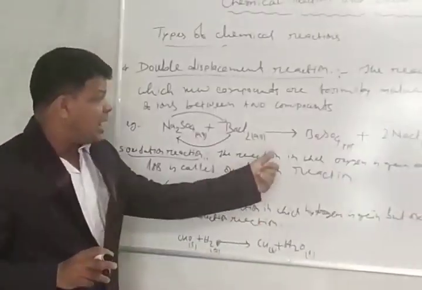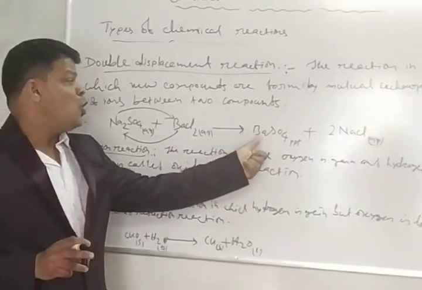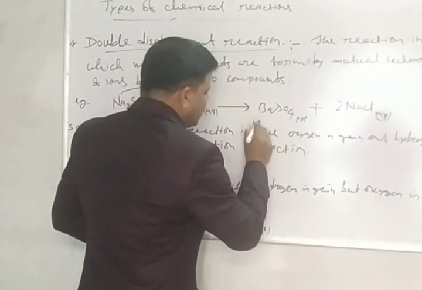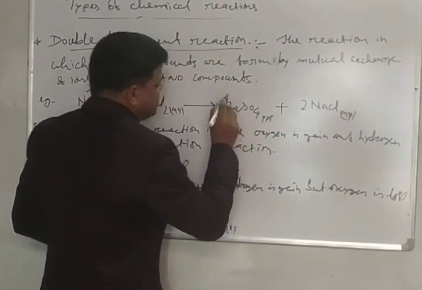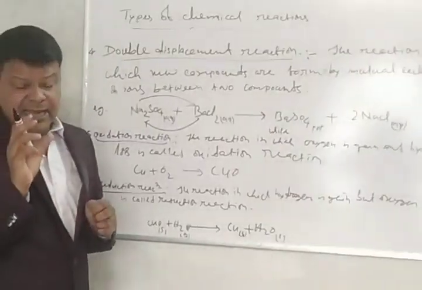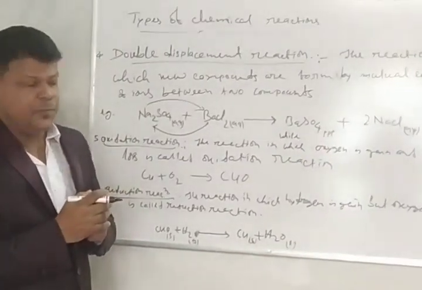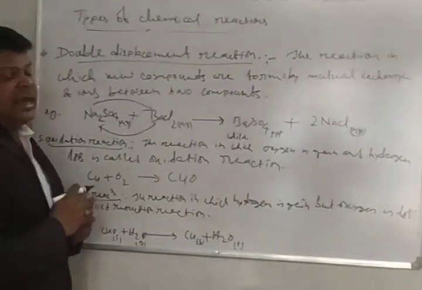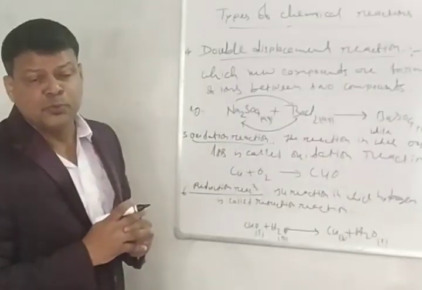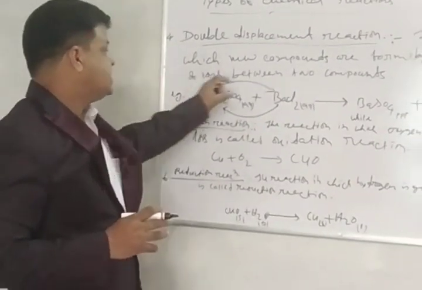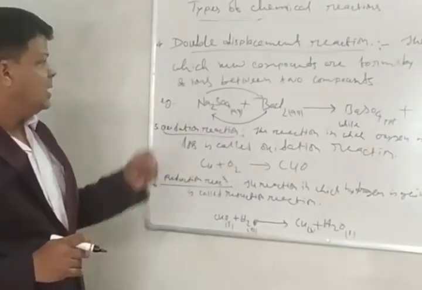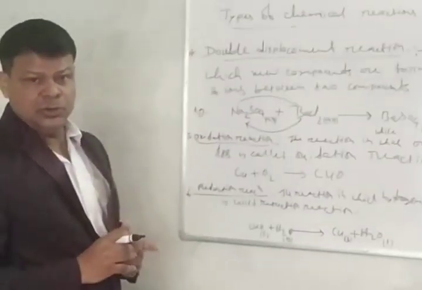The question may also ask what will be the color of barium sulfate. So you have to write white in color. You can see a distinct, clear white colored layer. And at the same time, sodium chloride, NaCl, salt is also produced. So this is the example of double displacement reaction. I think it is clear to you.